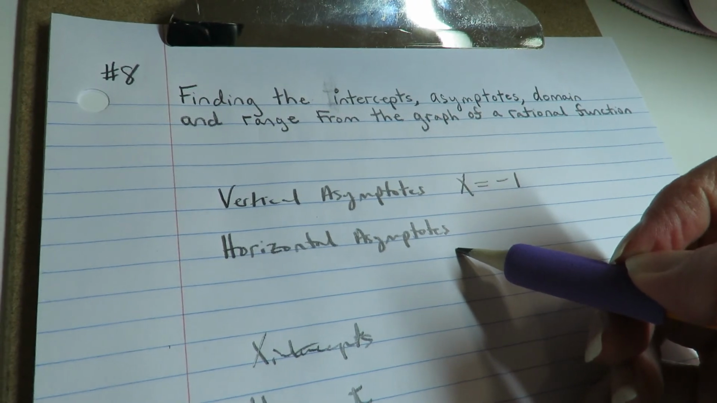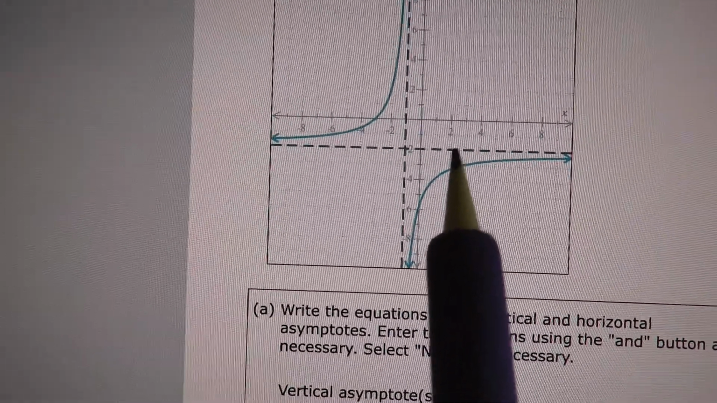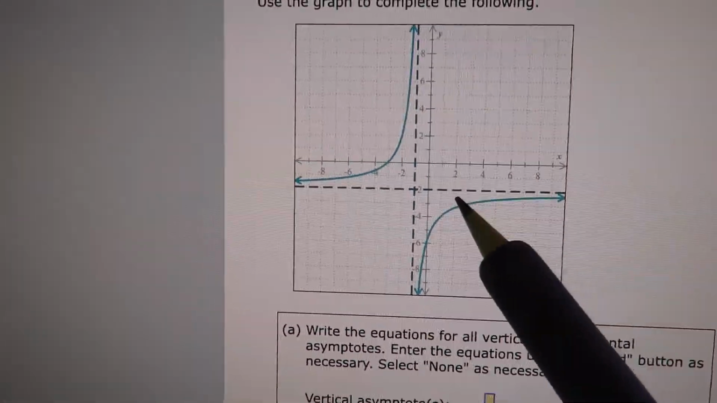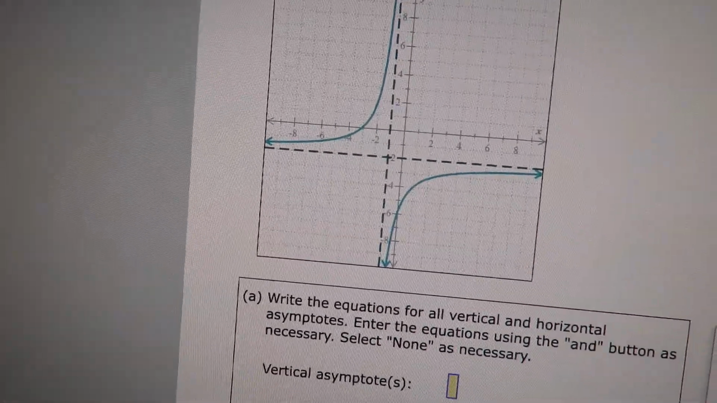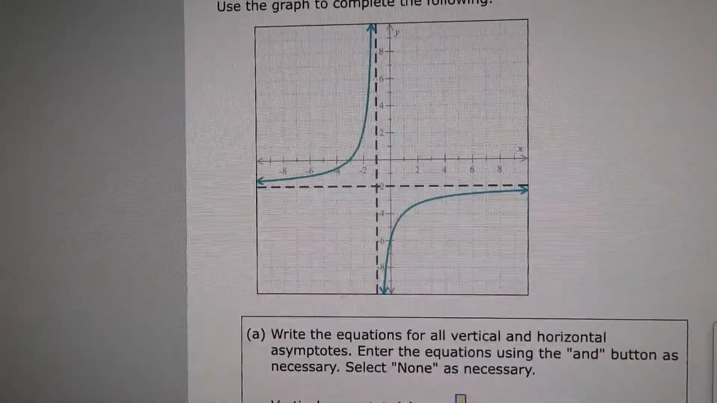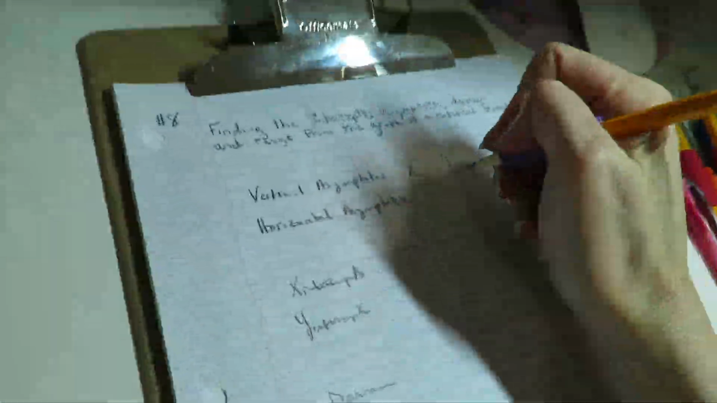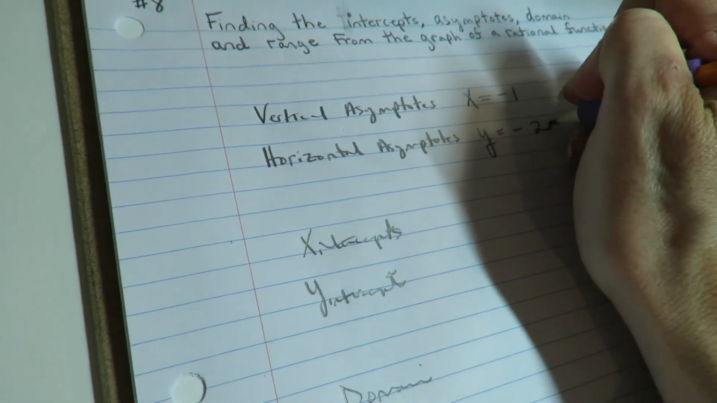We're next going to find the horizontal asymptote. So let's look at the graph. The horizontal asymptote here is at -2. Everybody see that? -2. Okay, so y equals -2.